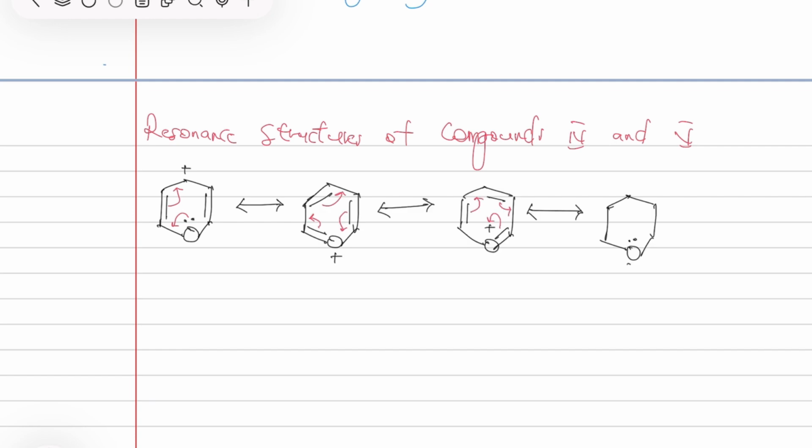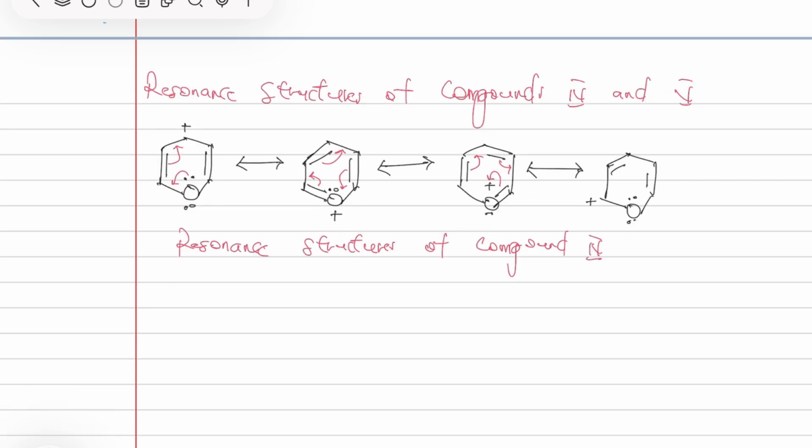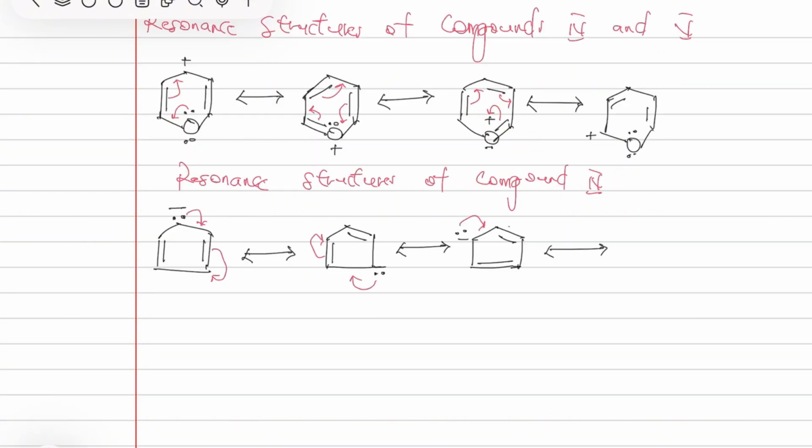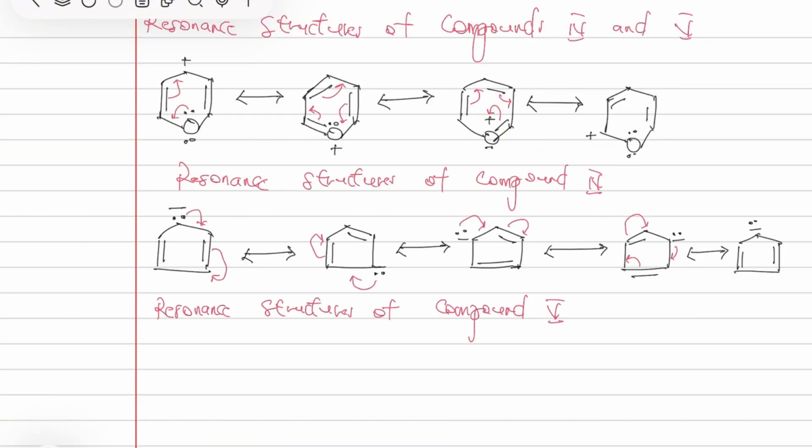These are the resonance structures of compound 4. The resonance structures show that one of the lone pairs on the oxygen atom is in conjugation with the pi system. That is why this compound is aromatic. The other lone pair on the oxygen atom is perpendicular to the pi system and therefore not involved in resonance. These are the resonance structures of compound 5. These resonance structures show that the lone pair on the carbon atom is in conjugation with the pi system. That is why compound 5 is regarded as an aromatic compound with 6 pi electrons.